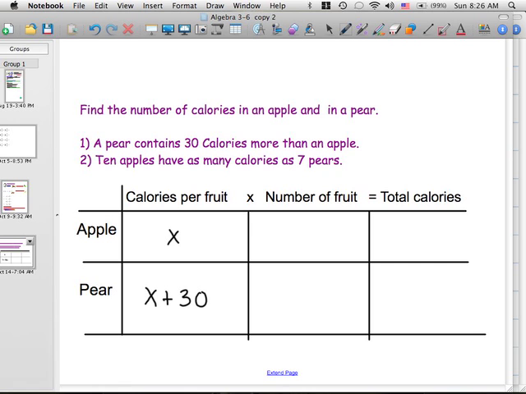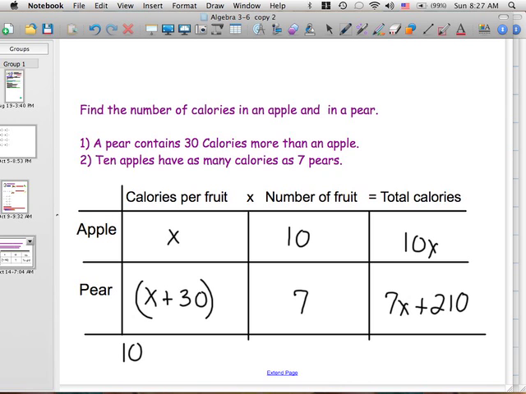You can only have one variable, so this column has to be completely filled in with numbers. The number of fruit, they gave us that information in the second sentence. There are 10 apples and there are 7 pears. To find the total calories, you multiply these together, so this is 10x. And 7 times this, remember you have to multiply everything by 7, so that would be 7x plus 7 times 30 is 210. The second sentence says that the 10 apples have exactly the same number of calories as the 7 pears. So our equation is 10 apples, 10x, equals 7x plus 210.